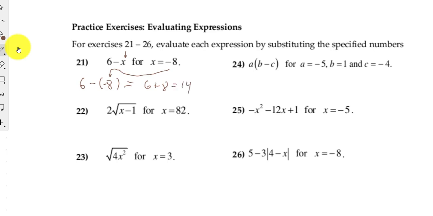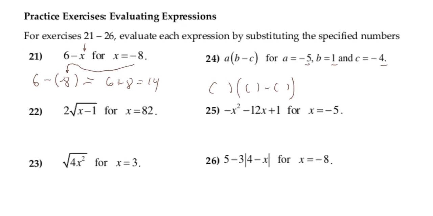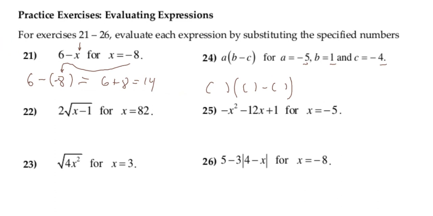Okay. If I look at something like number 24, I'm going to replace the a with negative 5, the b with 1, and the c with negative 4. So again, I'm going to write everything with parentheses. Right? So every time I had a letter, I replaced it with parentheses. And now I'm going to drop the negative 5 in where a was. I'm going to put the 1 where b was. And the negative 4 where c was. So now you're left, and this is a little sloppy, I apologize.